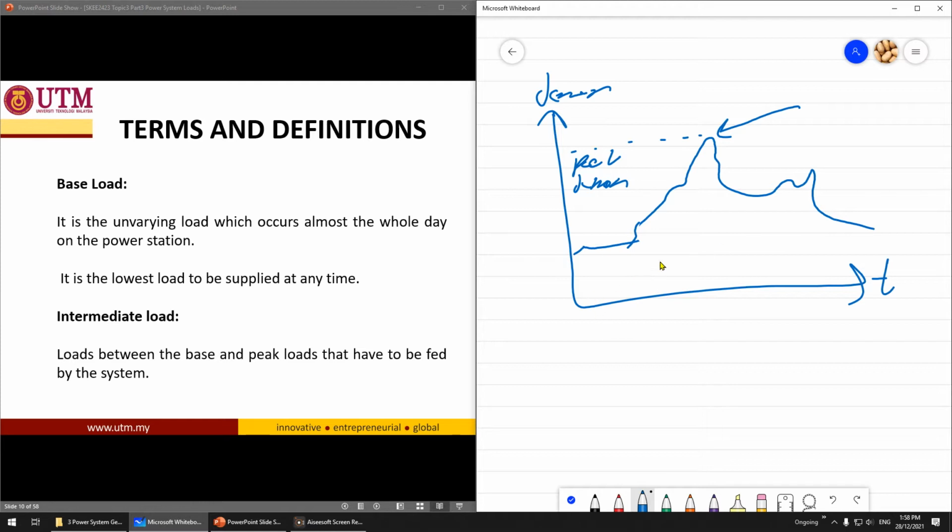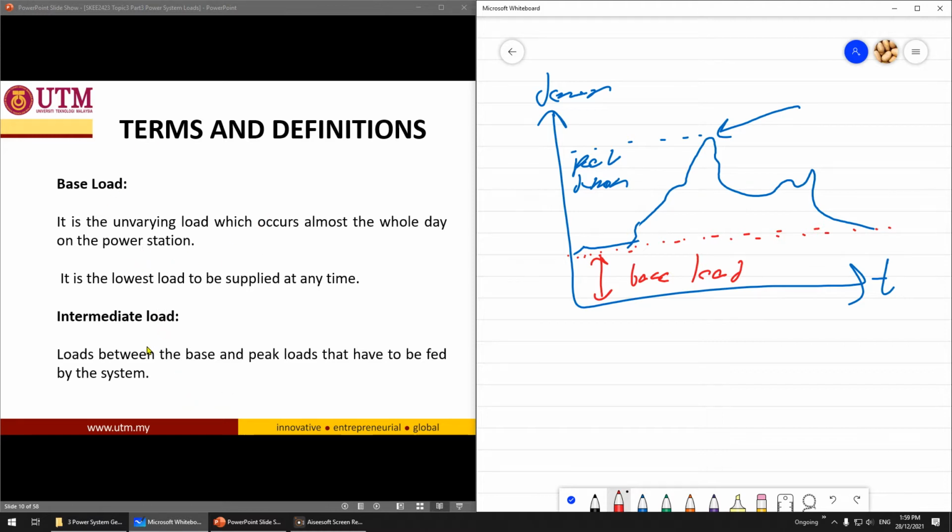So base demand is basically the load that occurs for the whole day. If you can see here, this is the lowest one, so this is basically the base load. The lowest one occurs all day, the whole time. You can see here it will never go down like that. So basically this is the base load.